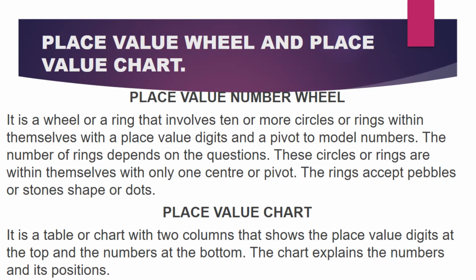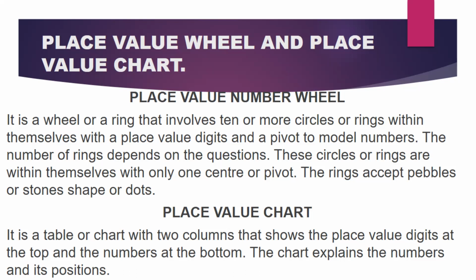So let's solve one more example. I said we have the place value wheel and the place value chart. The wheels involve 10 or more circles or rings within themselves with place value digits and a pivot to model a number. The number of rings depends on the question type. These circles or rings are within themselves with only one center or pivot. The rings accept pebbles, stones, shapes, or dots.